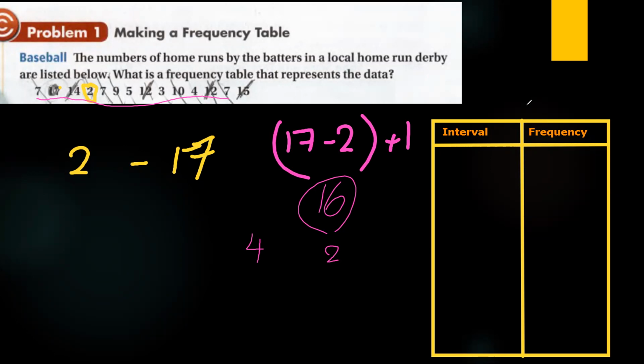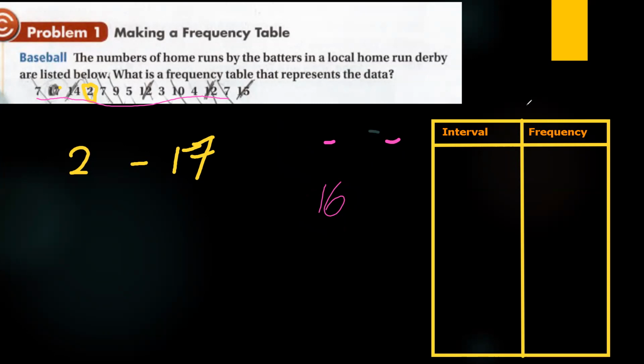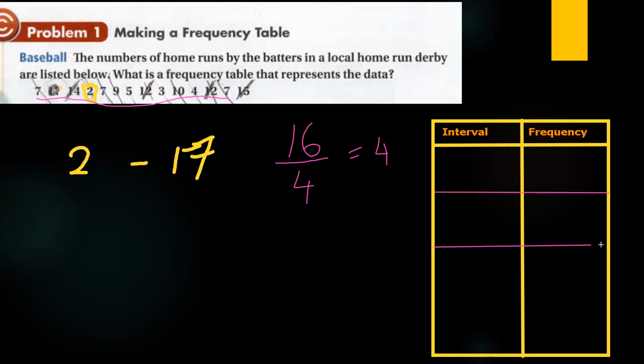And I will tell you now which intervals I mean. So let's divide it now by 4. We say 16 over 4, and the answer is 4. So what does it mean? That means we have 4 intervals. This is the first, second, third, and fourth. So we have 4 intervals, 4 rows.